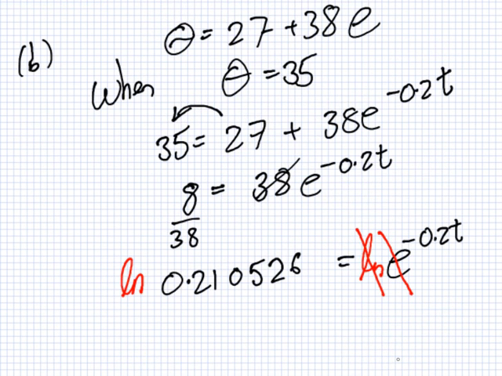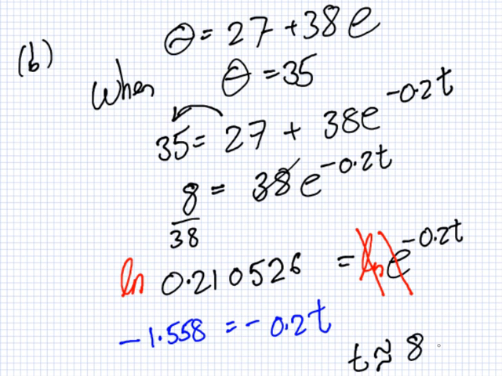So on the left, I get minus 1.558 equals minus 0.2 t. Yeah, and then divide. So the t is about 8 minutes.